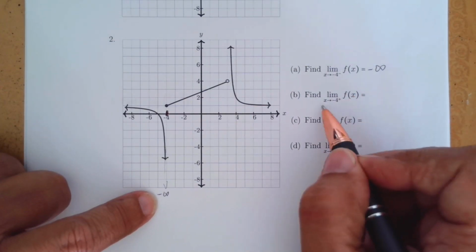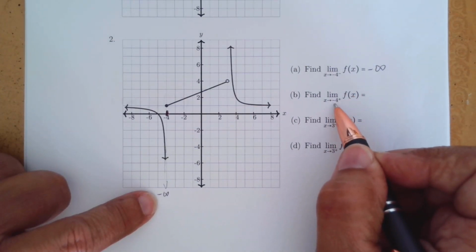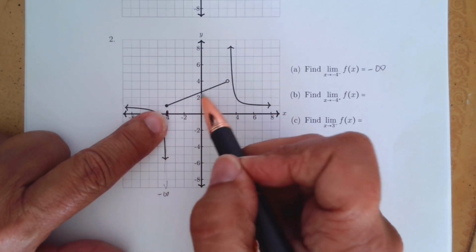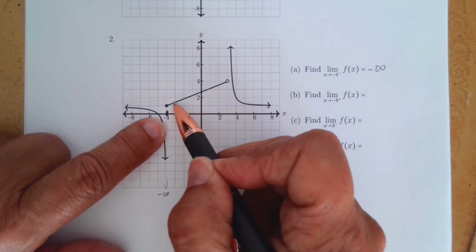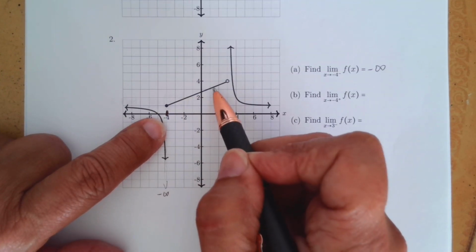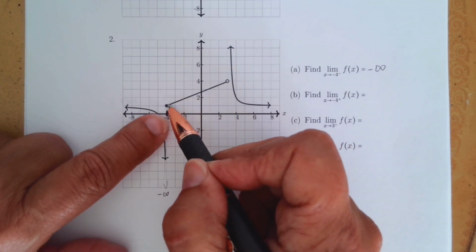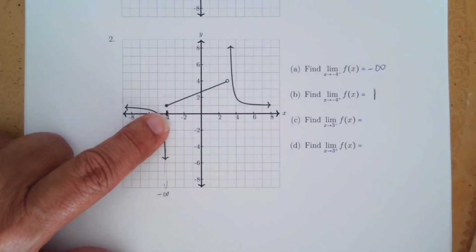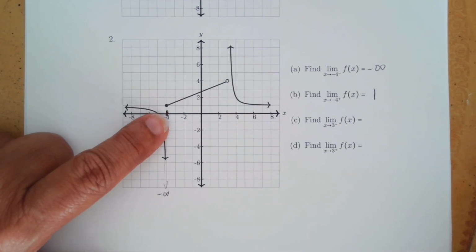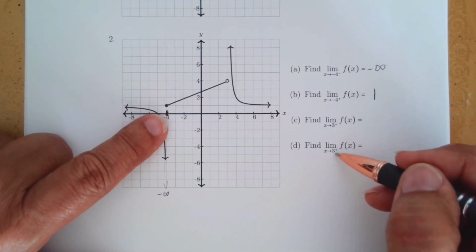But part B says, what happens on the right-hand side of -4? Well, that's this side, right? Right to the right of -4. So we're going to come towards -4 this way, from the right. And as we come towards -4 from the right, the y value is approaching 1. Okay, +1.